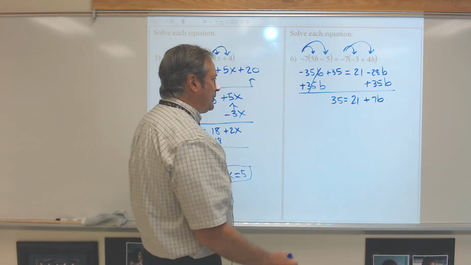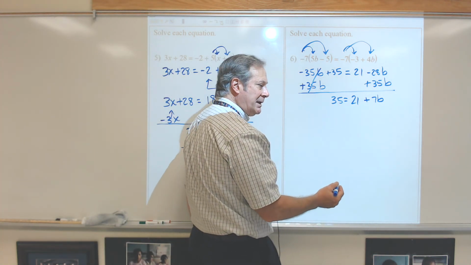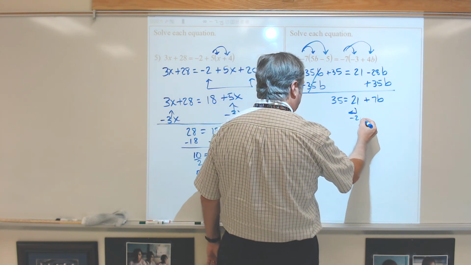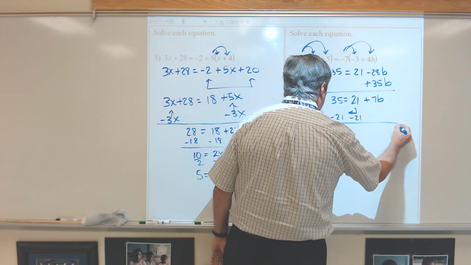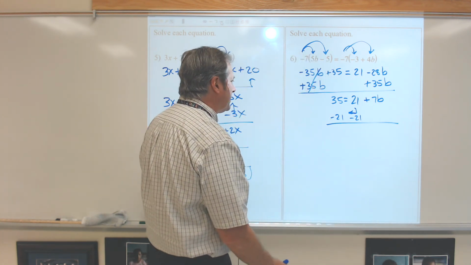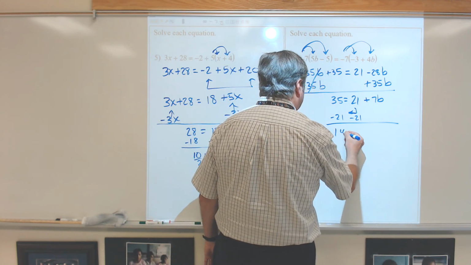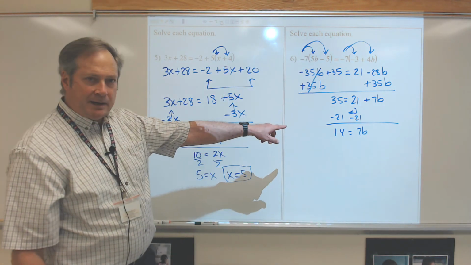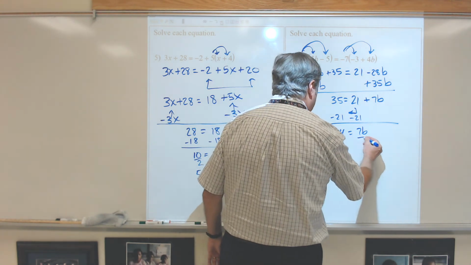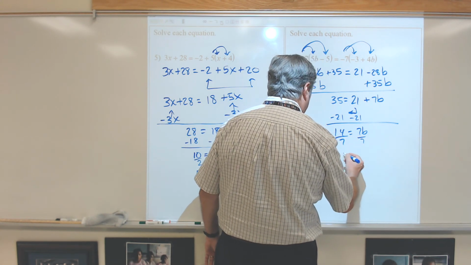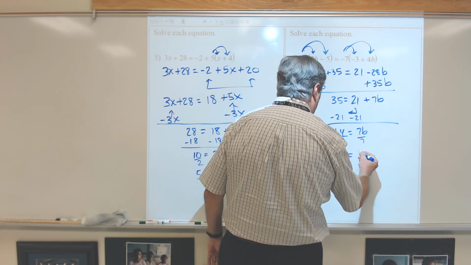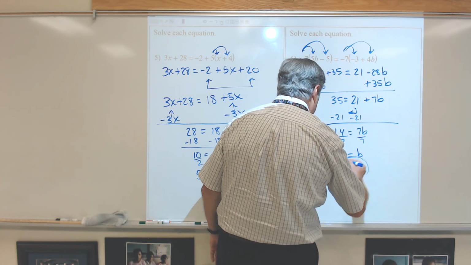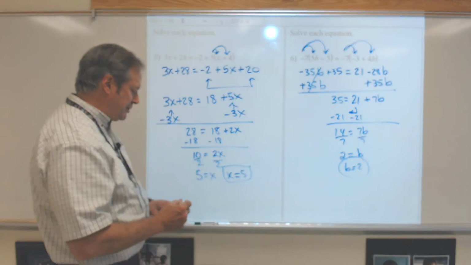All right, so again, we'll save the 7 till last. Move that 21 over by subtracting it from both sides. So 35 take away 21 is 14. And we'll divide both sides by 7 to get rid of that. And so we have 2 equals 1 times b is b. So in other words, b is the number 2.